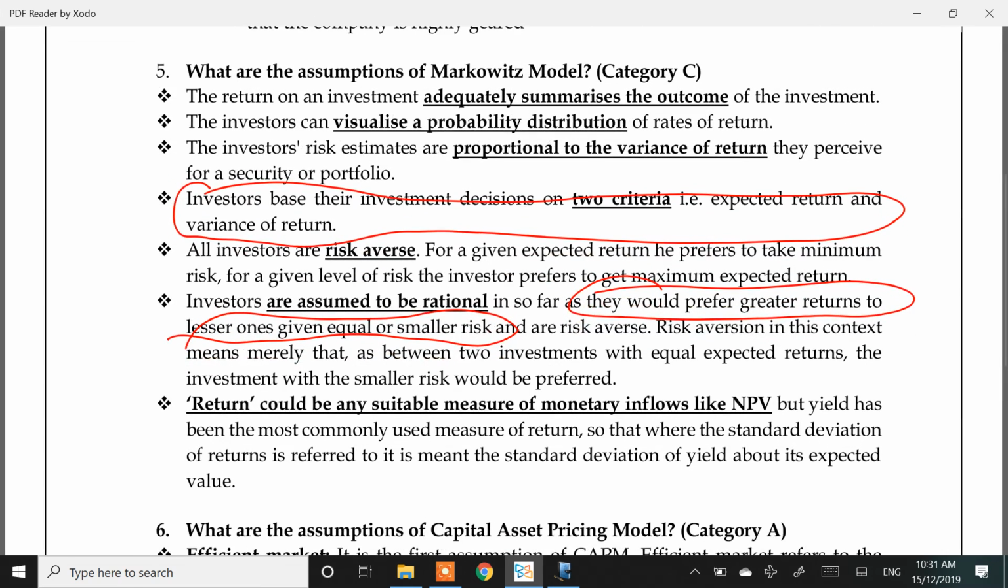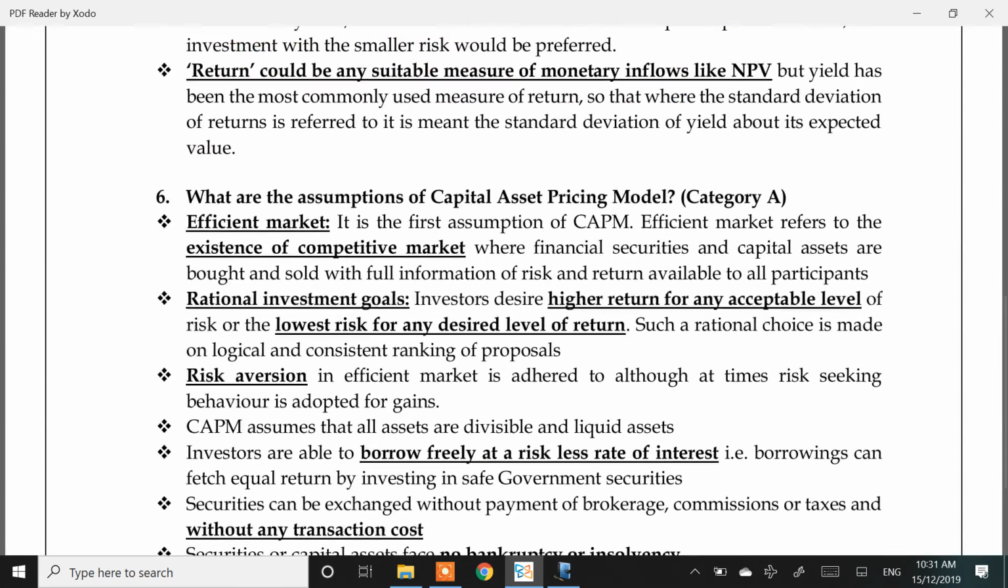Then we are going to see what are the assumptions of the capital asset pricing model. Markowitz model and capital asset pricing model, the assumptions are more or less similar. The first major assumption is on efficiency of the market and rational investment goals. We saw what an efficient market is. The price of the security should factor in the entire information which is available, and all people should have that information. Existence of financial markets with full information of risk and return available to all participants. Rational investment goals is higher return for an acceptable level of risk, or lowest risk for a desired level of return, and they will try to do risk aversion.